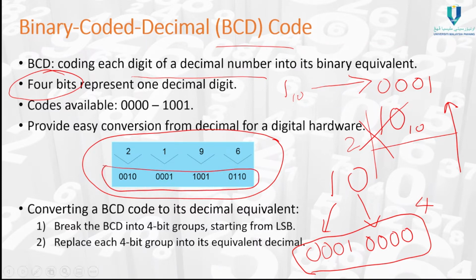And if it's the other way around, if I want to convert a BCD code into its decimal equivalent, first I have to break the BCD into 4-bit groups, starting from the least significant bit, which is the digit on the right side. And then I have to replace each group of bits with its equivalent decimal digit. So we reverse the process.